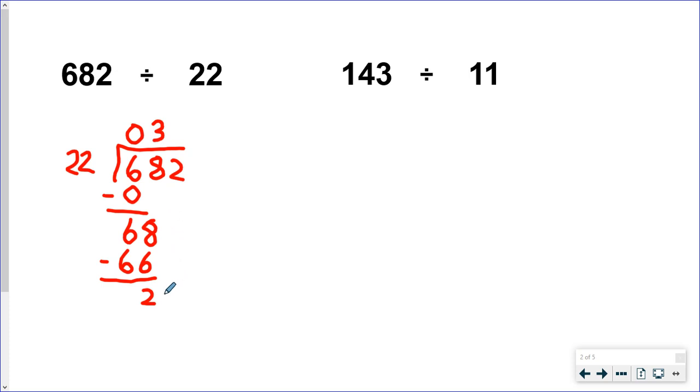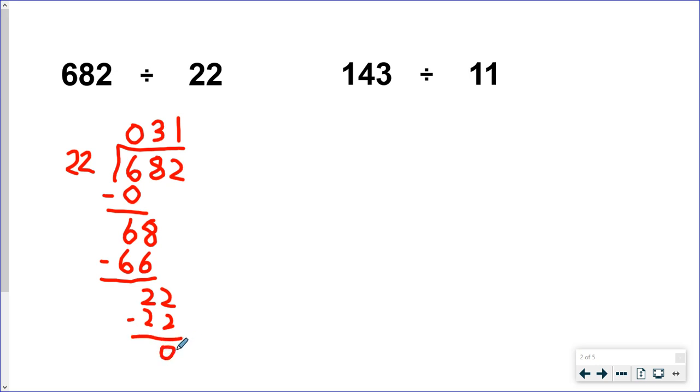That means now I can bring down my next number, which is a 2. And now I'm going to say, how many times can 22 go into 22? Well, it's the same number, which means it's going to go in there just once. And 1 times 22. So I go ahead and take my 22. 1 times 22 is 22. Subtract 22 from 22. My answer is going to be 0.